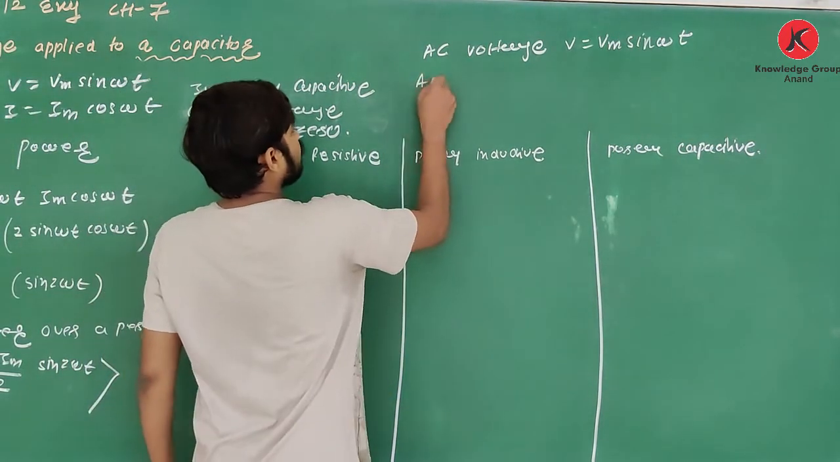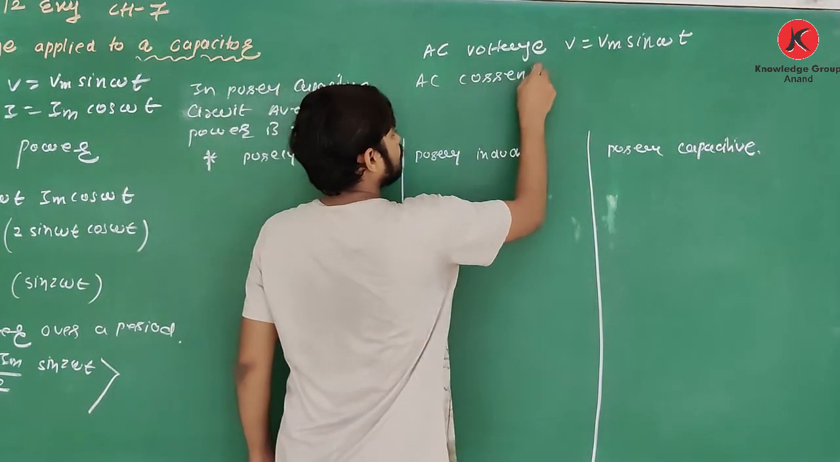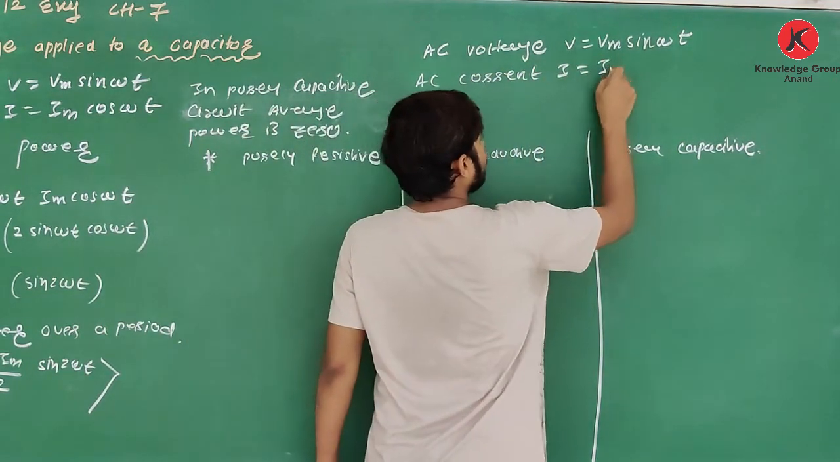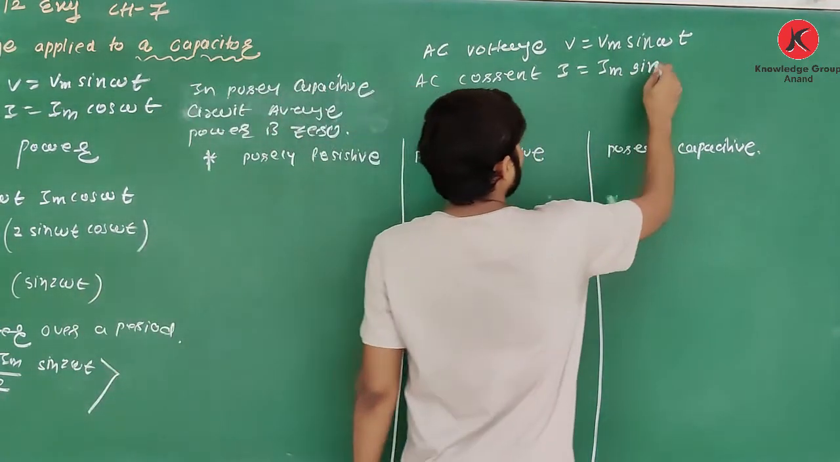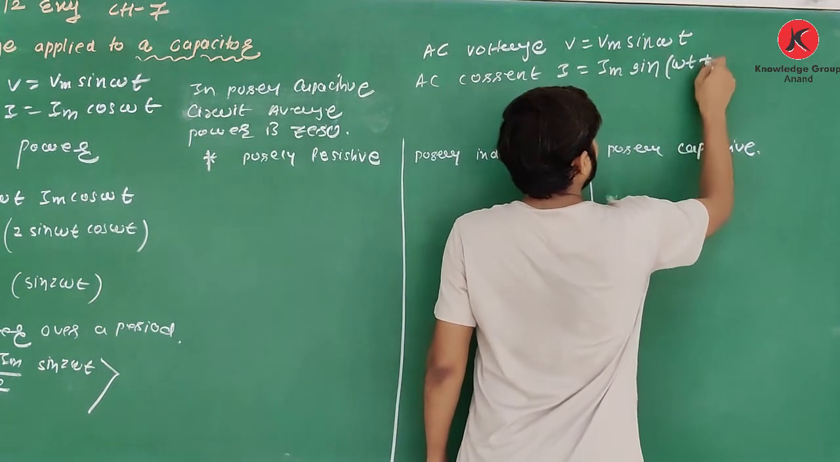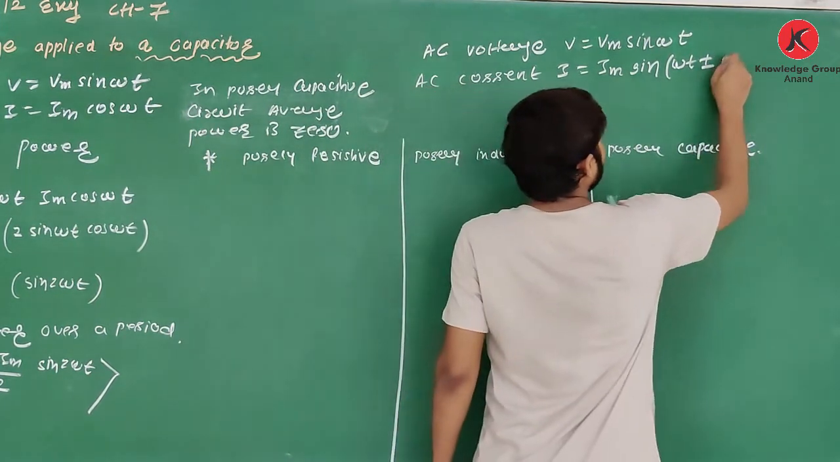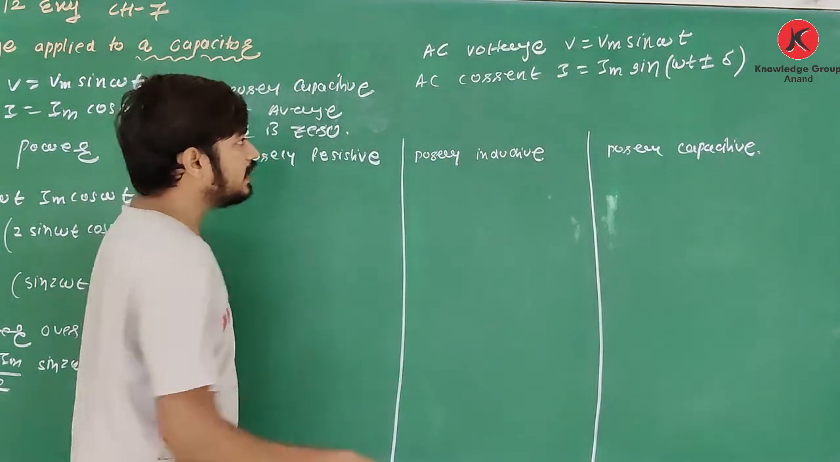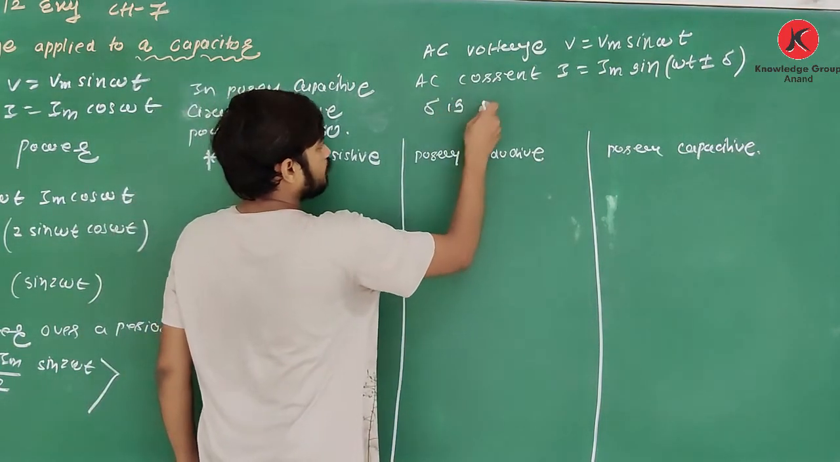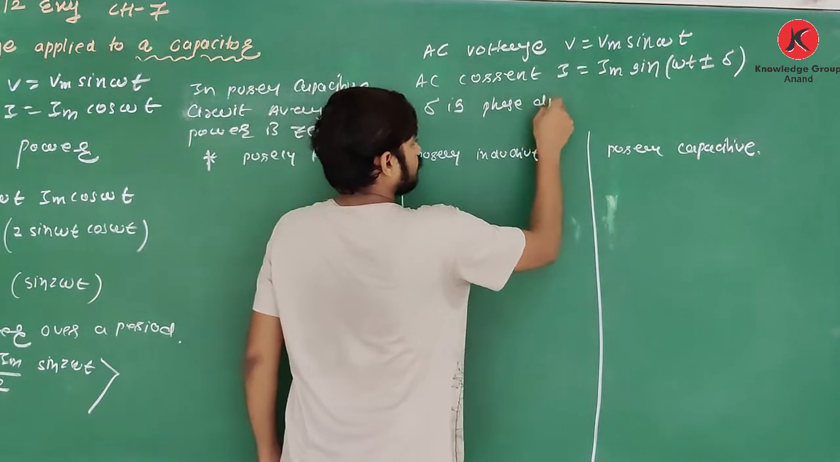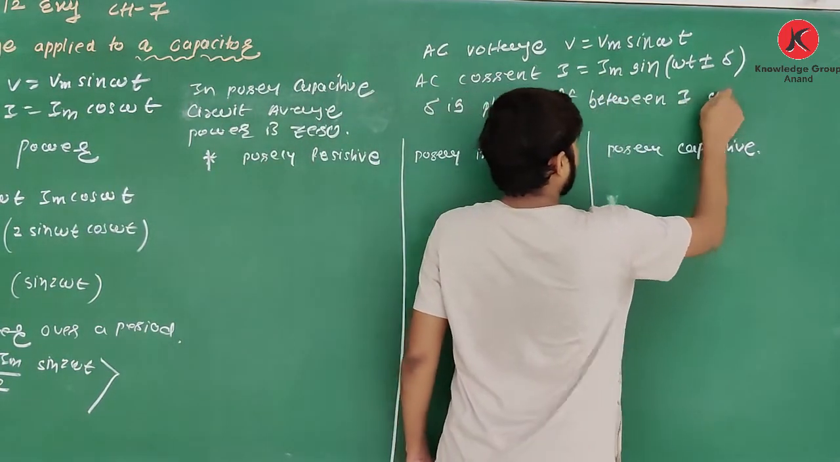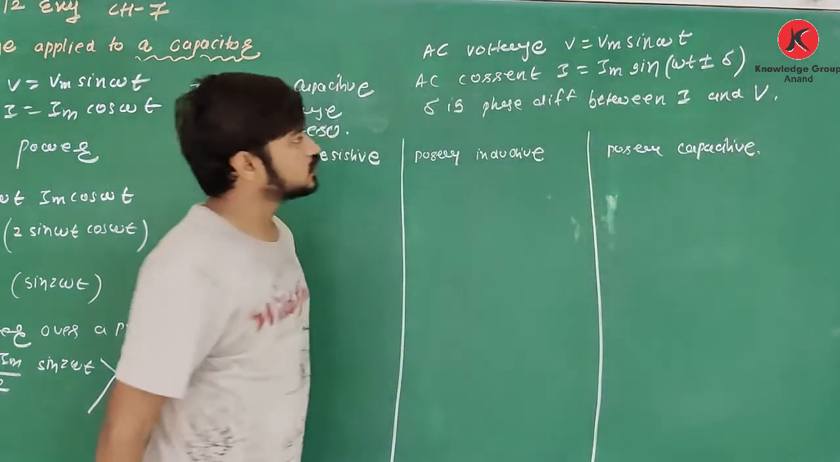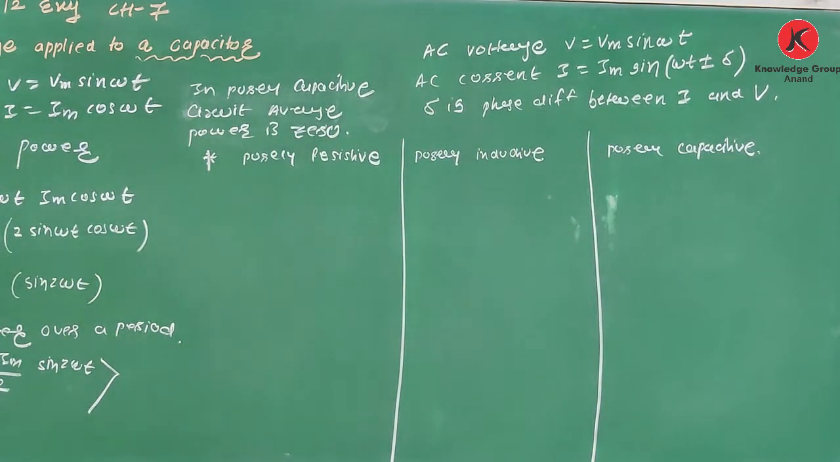And what is the equation of AC current? AC current, I is equal to Im sin omega t plus or minus del, where del is the phase difference between I and V. Yes, what is phase difference that we know?